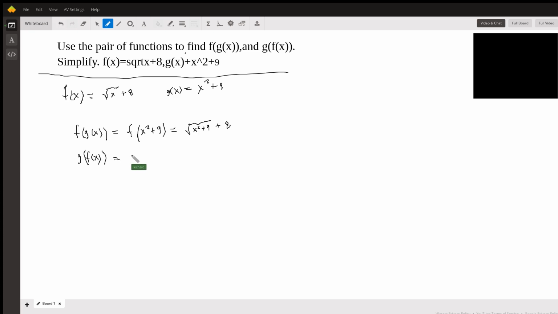So we'll just carry the outer function, which is g. F of x is square root of x plus 8. Okay, now we'll look at that g function. Wherever the x appears here, it's replaced with root x plus 8. So it's going to be square root of x plus 8, squared, plus 9.